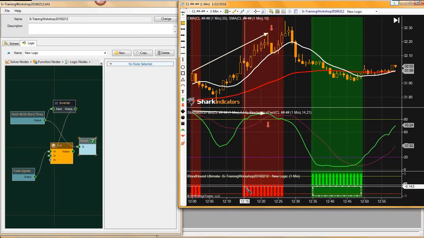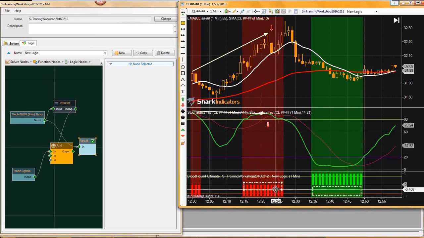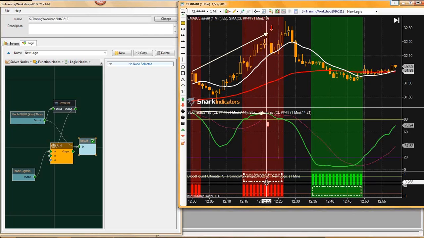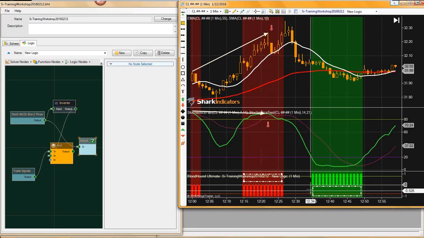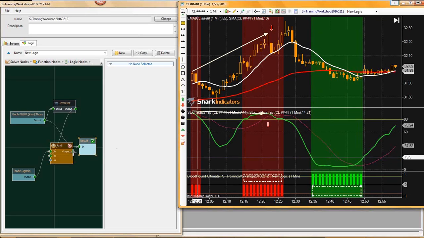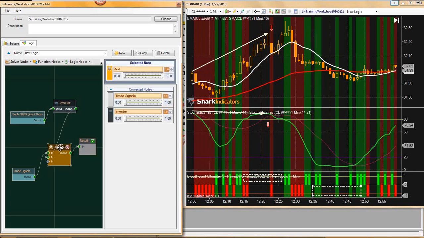Okay. So let me mark these areas here. Alright, so this is where we want to block. This is where we want to block long signals. And this is where we want to block short signals. Okay, so let's take a look at the AND node again here.